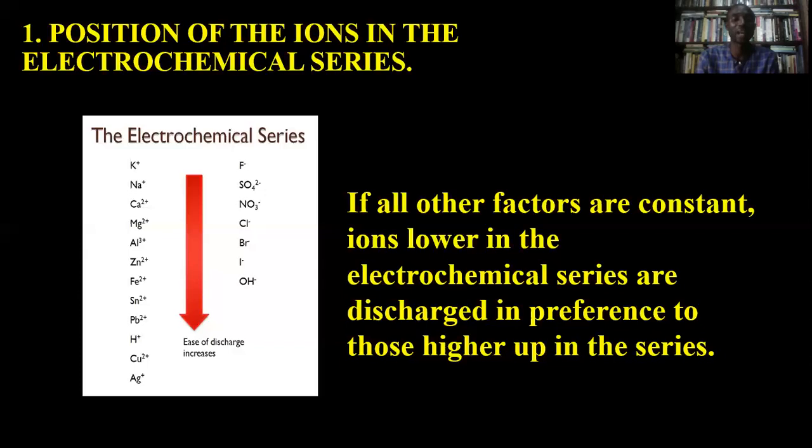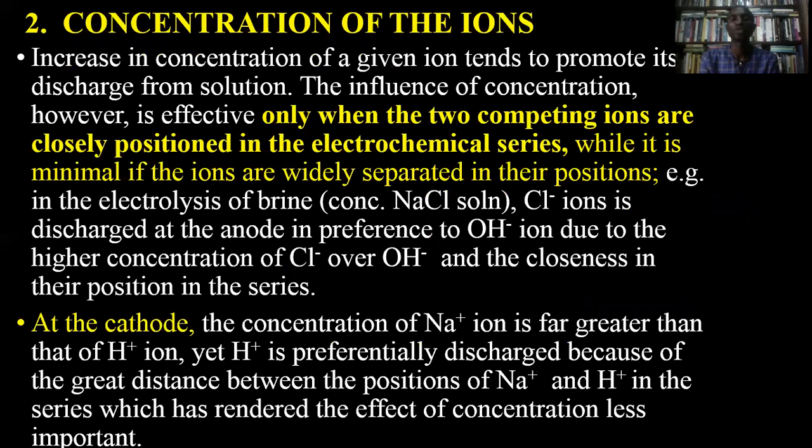The same thing applies to the anions. It's expected that those that are lower will be easier to discharge in ordinary conditions. So consider their position in the electrochemical series in order to know which one will leave the electrolyte and which one will remain. So the position of the ion in the electrochemical series affects the discharge of ions during electrolysis. Next one is the concentration of the ions.